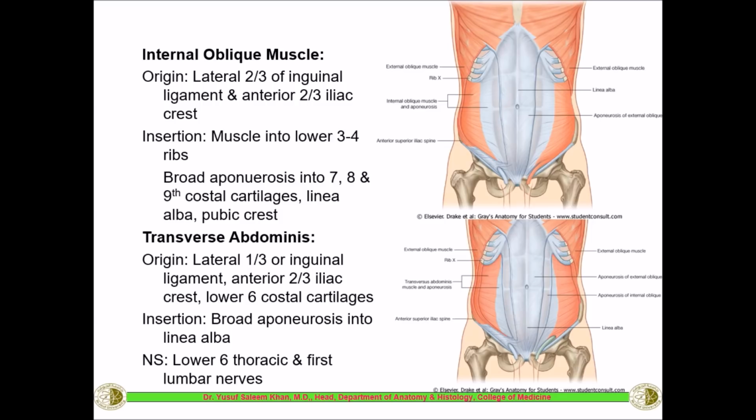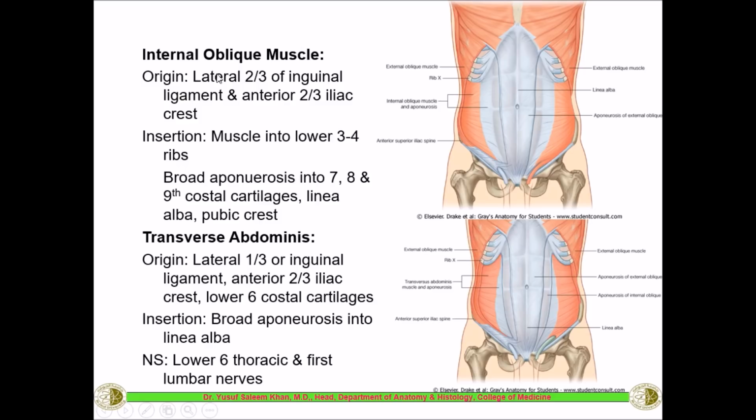Going to the next muscle, that is the internal oblique. Once you cut the external oblique, deep inside we can trace the internal oblique. As the name indicates, it is internal, so that's why it is inside. Its fibers are also oblique, but just opposite to the direction of the fibers of the external oblique. This is how we can identify this muscle.